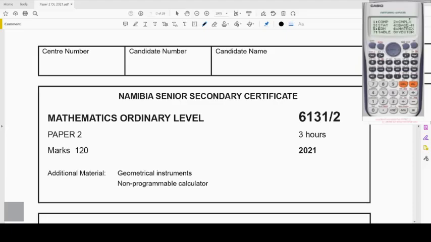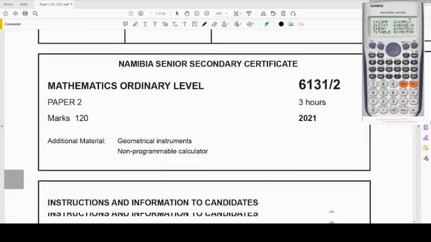So, hi guys. Today we're looking at the Mathematics Ordinary Level Paper 2. This was the paper that was written in 2021. So it's a 3-hour paper, and let's see how it goes.